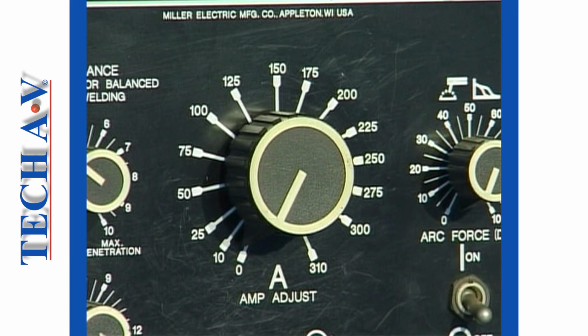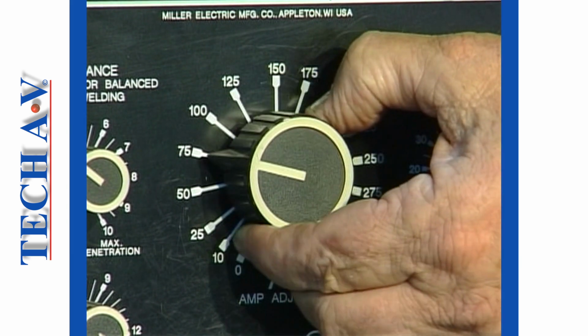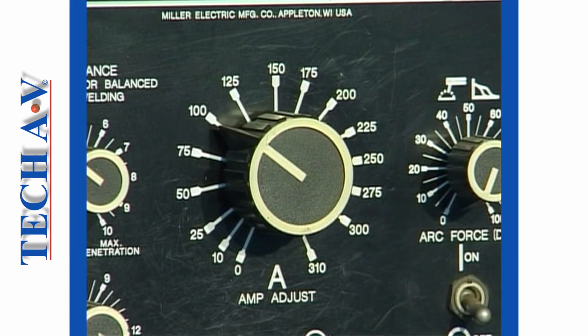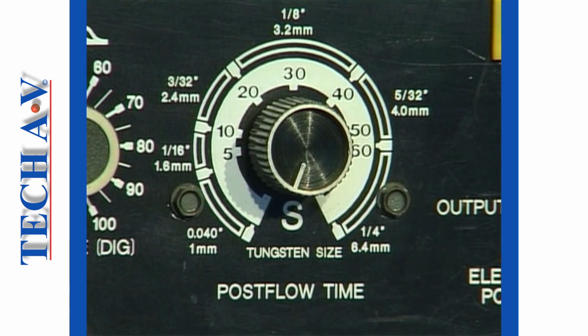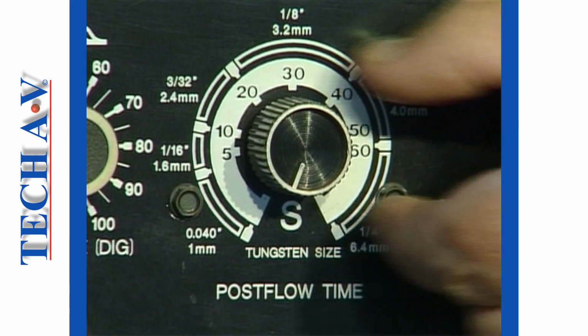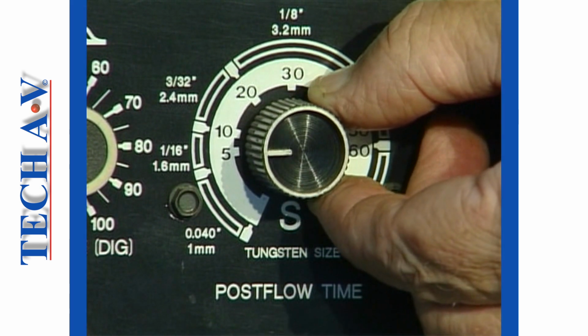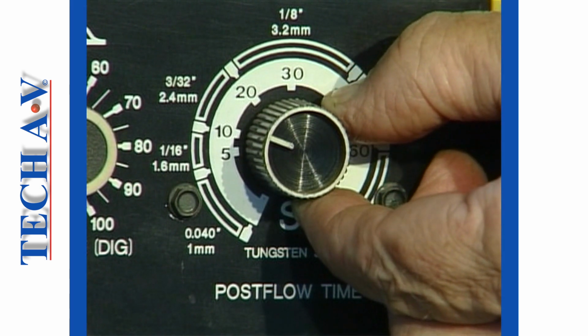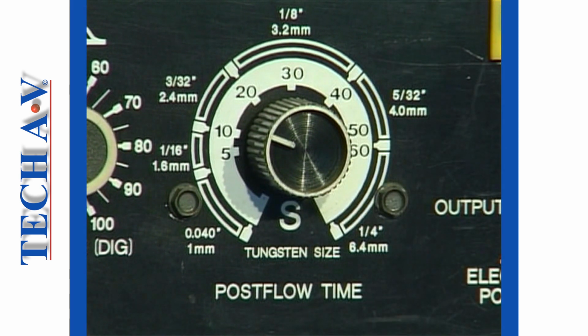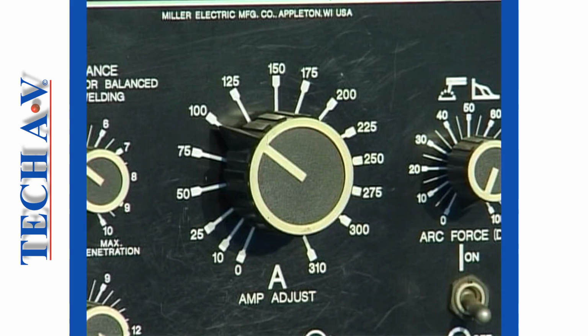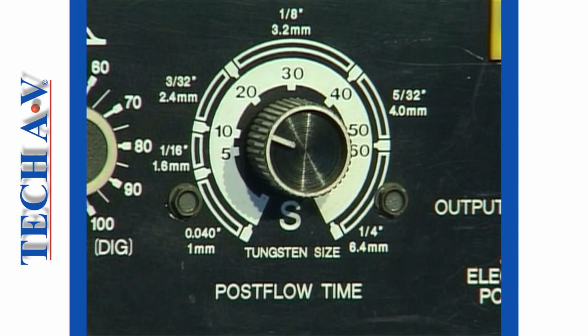Set the optimum welding current, or amperage, by turning the amperage adjustment control to the desired or specified setting. Adjust the post flow for the shielding gas. As a guide, you should allow 1 second of post flow for every 10 amps of welding current. As in this example, our current has been set for 100 amps, and we would therefore set the post flow to 10 seconds.